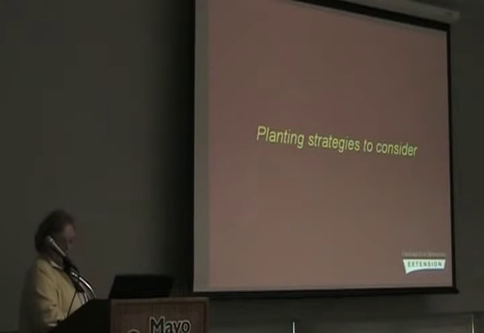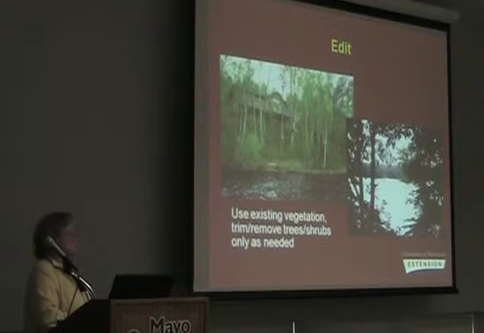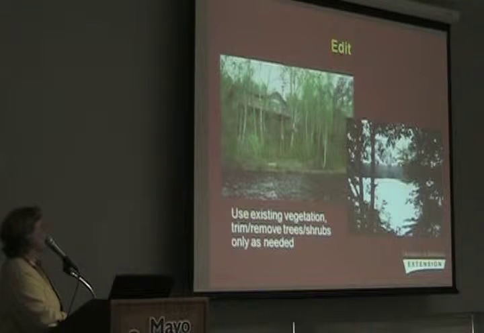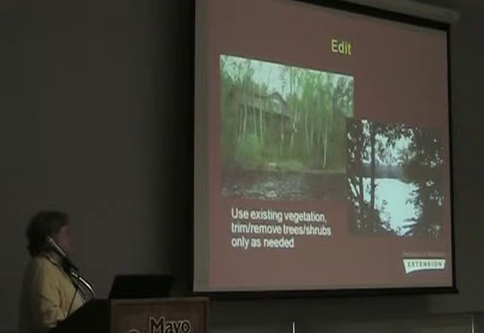We're going to look at a few planting strategies to consider. If you already have a shoreline buffer in place in a fairly new area, the first thing to consider is editing. That basically means using existing vegetation, but just trim or remove trees and shrubs as needed to allow yourself to have a view, such as this framed view in this picture.